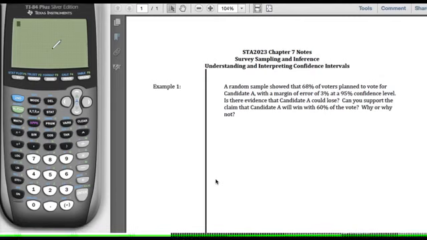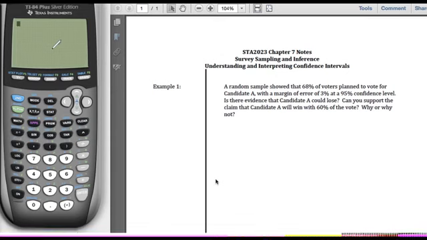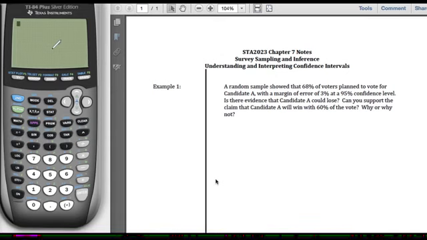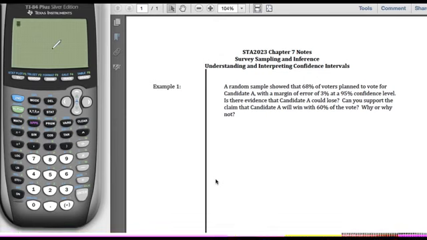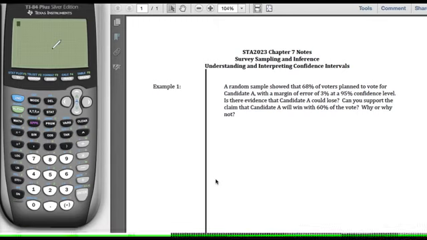This last video for Chapter 7 should be a quick one. I just want to focus in on confidence intervals one last time to make sure that we have a pretty good understanding of the different aspects they provide. We'll look at an example here to help make sense of these.